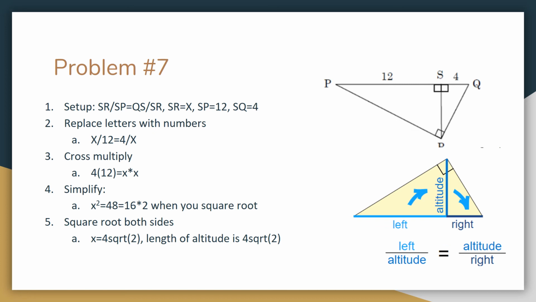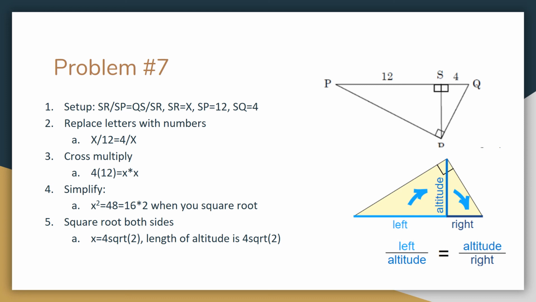Let's look at number 7. I'm going to set up by the label of the points of the line segment first. So SR is my altitude. SP is the long leg of the triangle that's formed by the altitude on the left. QS is the short leg of the triangle formed on the right by the altitude, and then the altitude is SR. So then I label what each of those segments mean. SR I'm going to label as X, because I'm looking for the altitude this time. And this is problem number 7 in that handout. And then SP is 12 and SQ is 4.